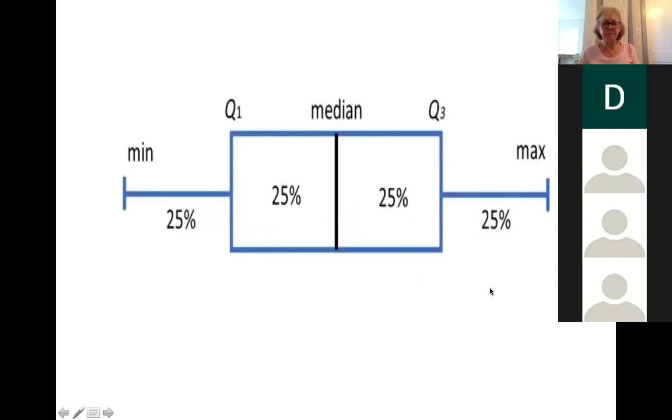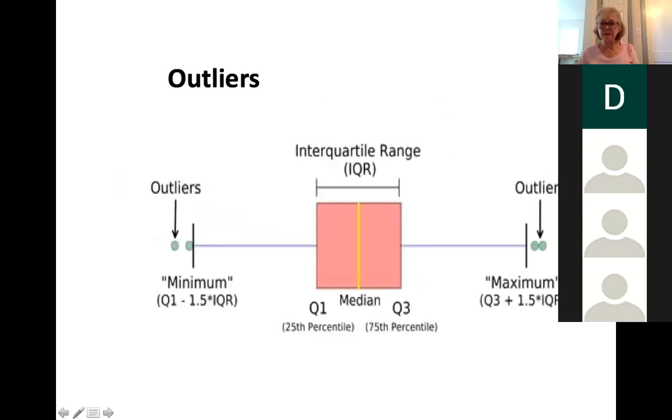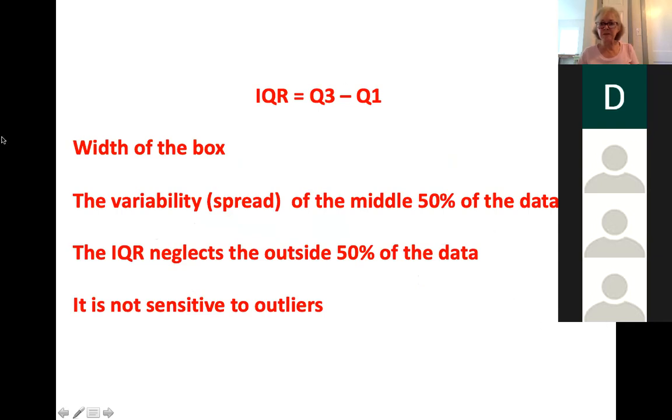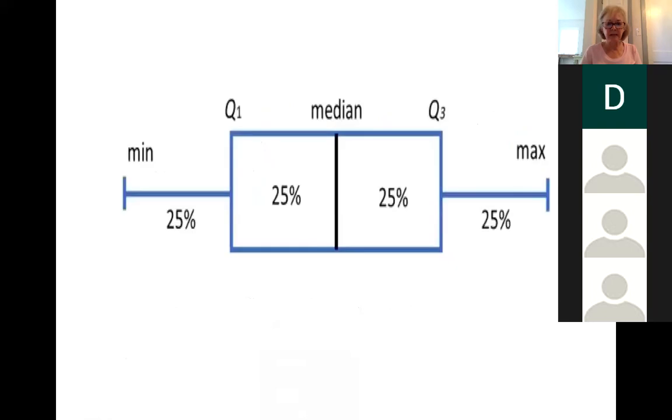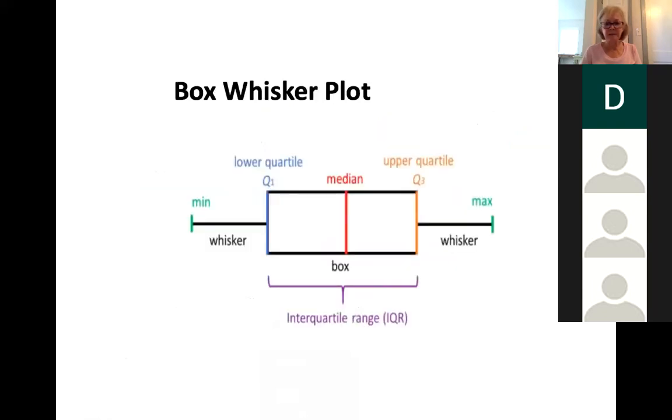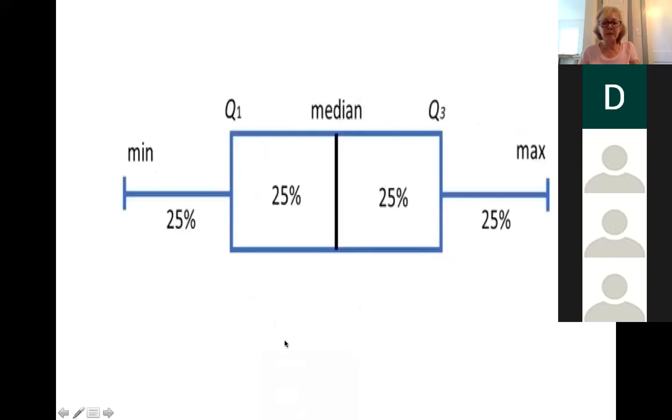So here's a picture, 25, 25, 25, 25. So what's happening, I'm going to move things around here. Back up. I want to go back, not forward. Okay. So what's happening here is that Q1 and Q3 chop off the middle 50% of the box.